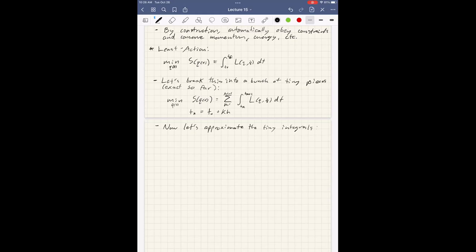So a reasonable thing to do would be to use, say, the integral from t_k to t_k plus one of L(q, q dot) dt. If you had to approximate this, what would be a reasonable thing to do? What would you do?